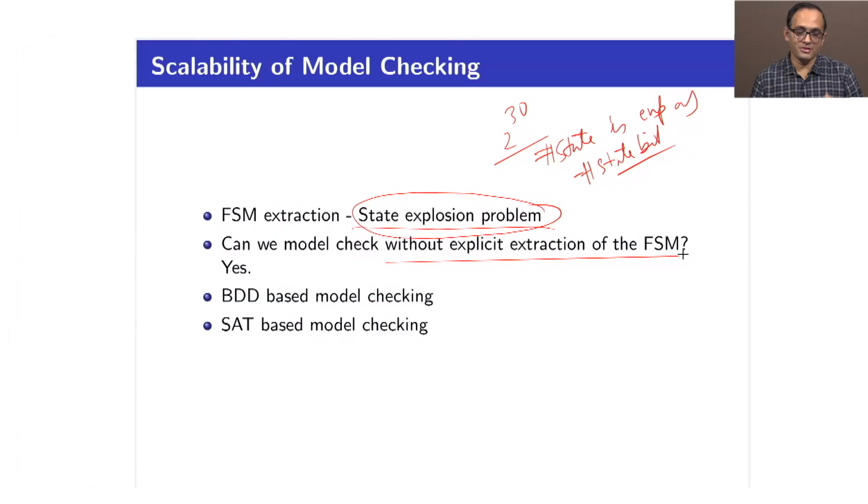So the question naturally comes: do we need to extract this FSM? Can we model check without explicit extraction of the FSM, because our objective is to find out whether there is a path in which the negation of the property holds? Can I do this without extracting the FSM? The answer is yes. It is possible, and this is what we will discuss in the latter part of the course. We can model the state machine as a BDD, and do this path searching as just a BDD operation.